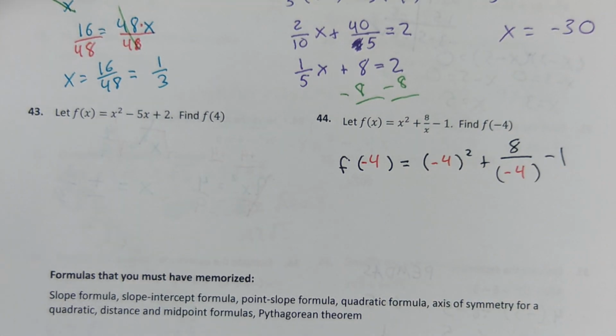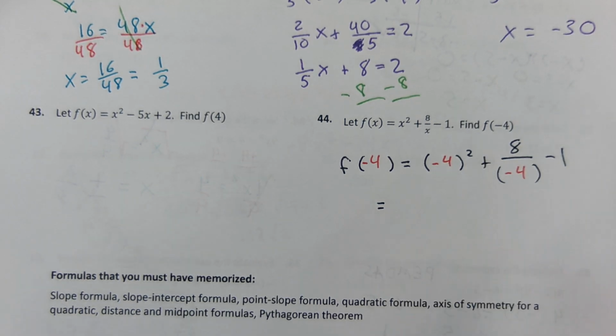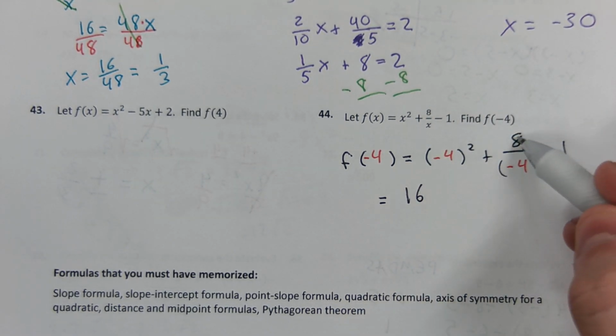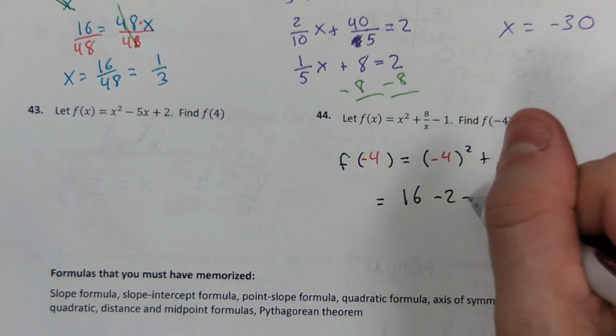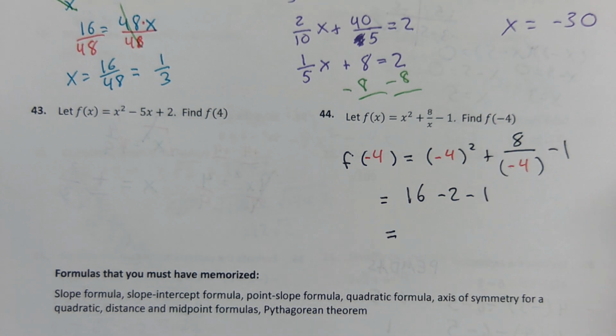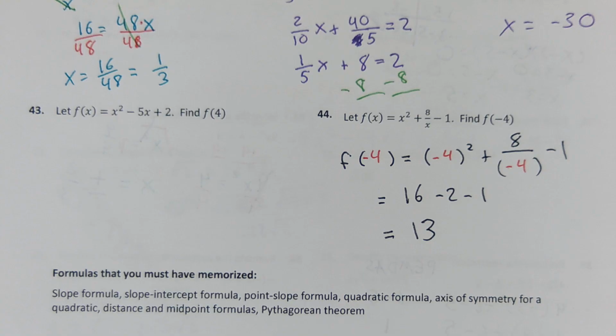Let's see what we get. Well, -4 squared, that means -4 times -4, which is 16. 8 divided by -4 is -2. And I still have that -1 at the end. 16 minus 2 is 14, and -1 is 13. So there is the final result.